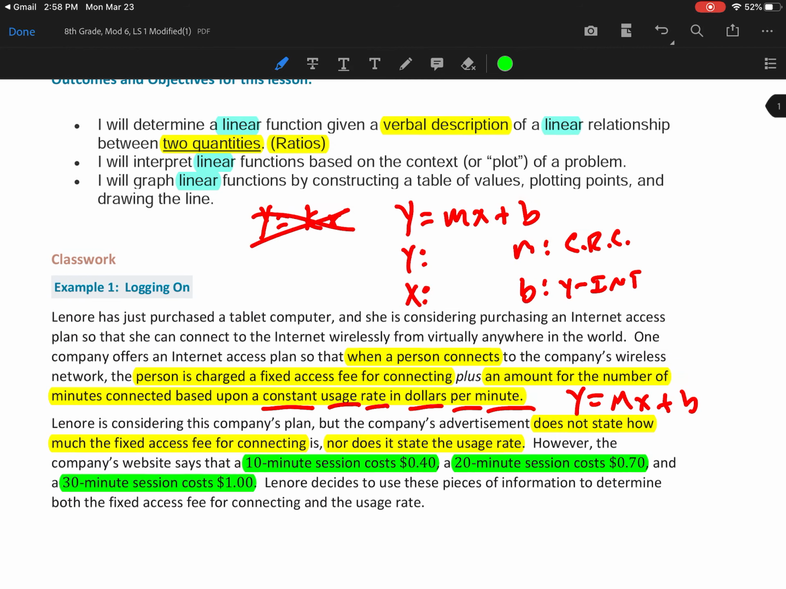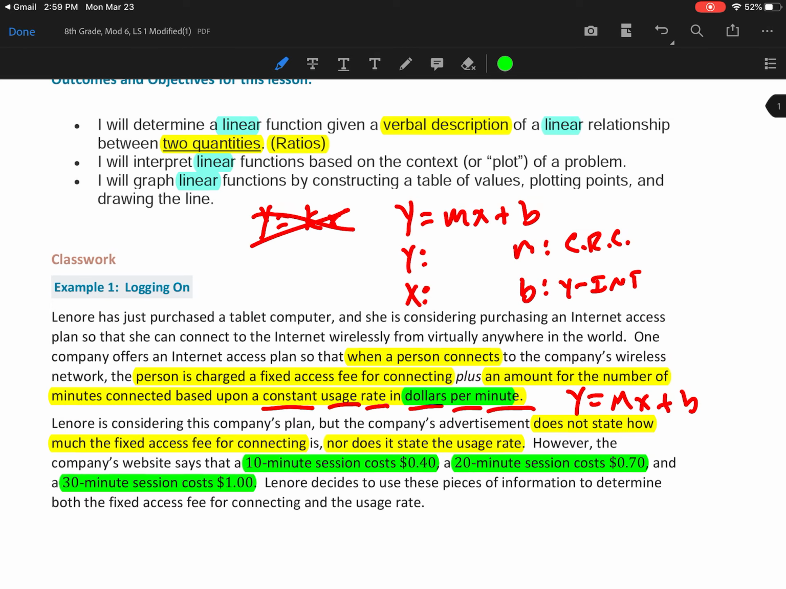Do we have this? Dollars per minute. And do we have it how many times? 3 times. When minutes are 10, cents are 40. When minutes are 20, cents are 70. And when minutes are 30, cents are $1.